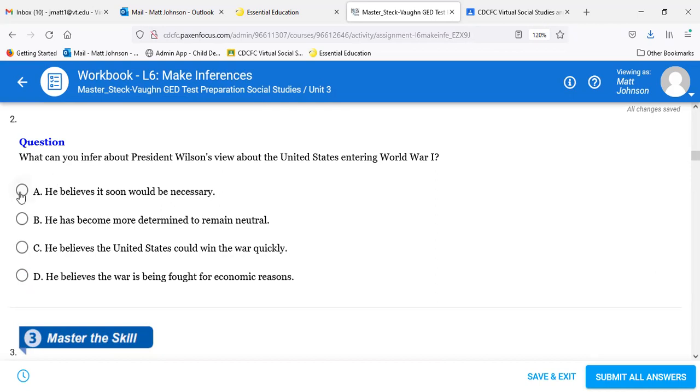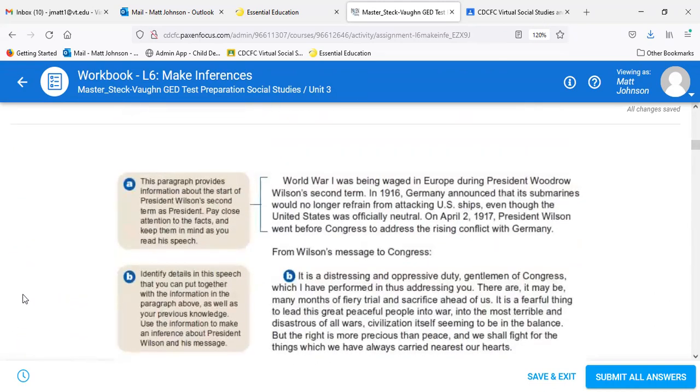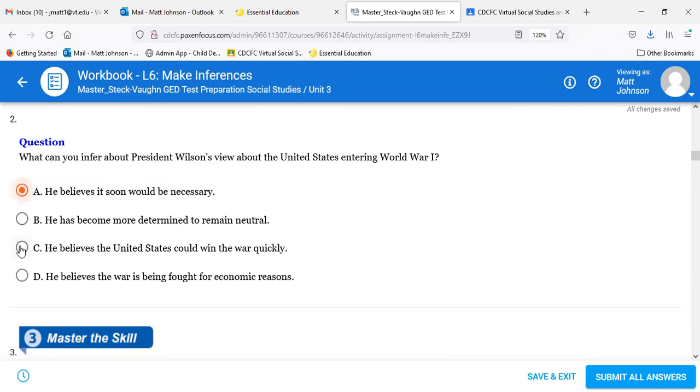So A. At this point, initially, he was wanting to remain neutral. This is not what he wanted to do, but by the time that he makes his speech, April 2nd, 1917, is when he goes before Congress, he's realized that there's not really any other choice. We're going to have to get involved. So A for number 2. And this, of course, is really late in the war. Like I said, this has been going on for years, and millions of deaths have already occurred. We were very late in entering World War I. All right, so number 2 is A.